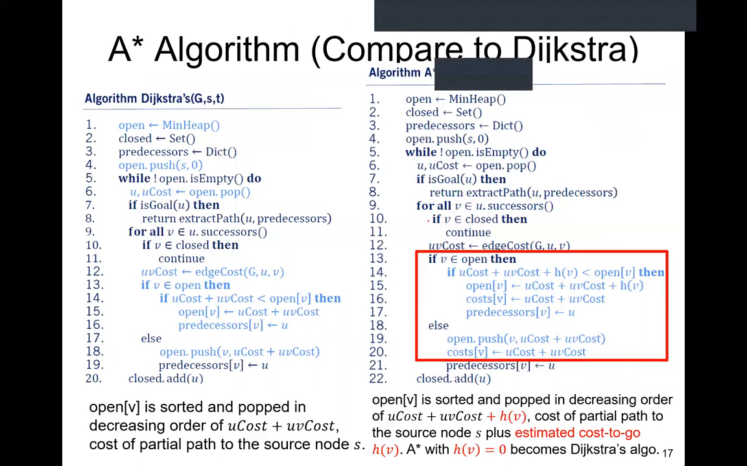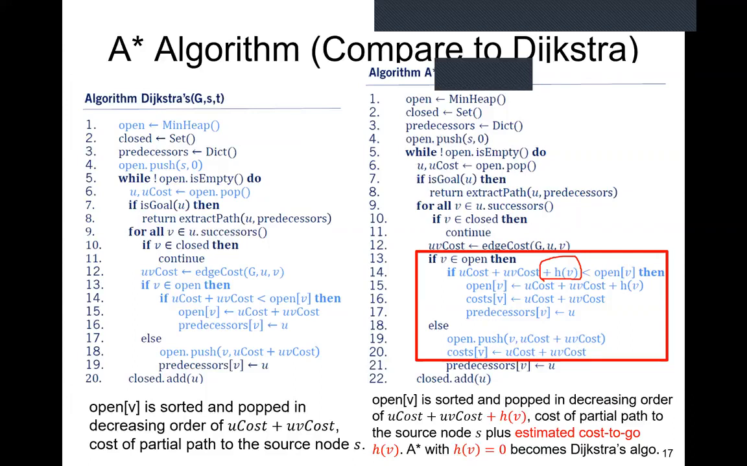A star algorithm, I put them side by side. A star on the right has this extra term, a heuristic function, which is added to the path cost, and then you compare it to the current best. And if it's less than the current best, you save it.